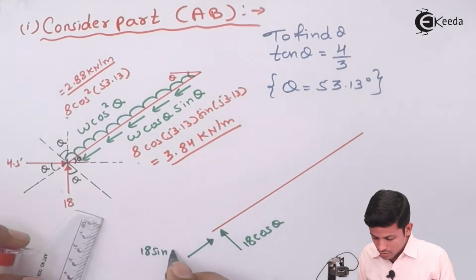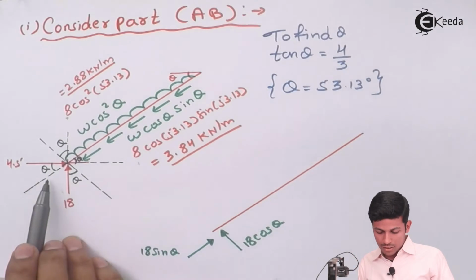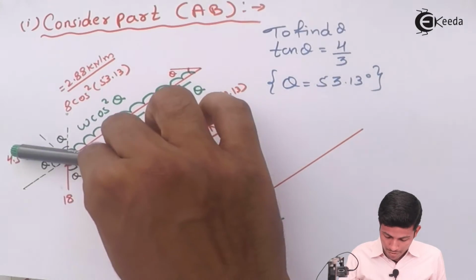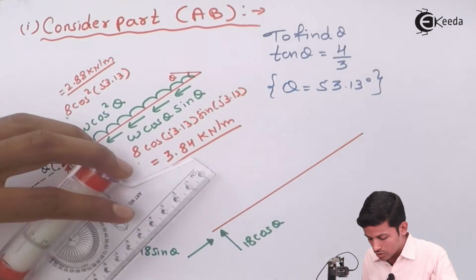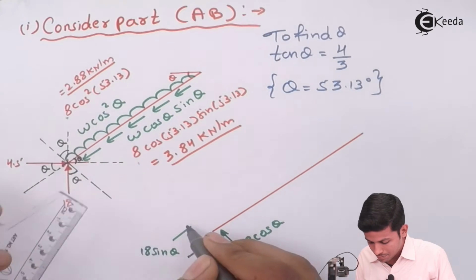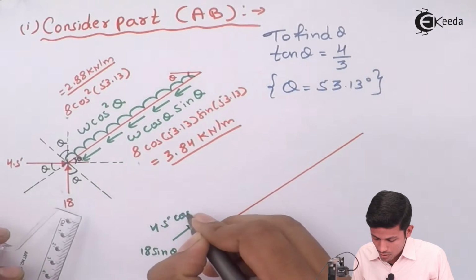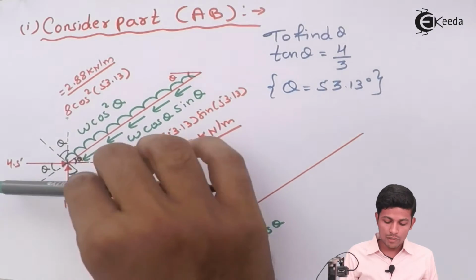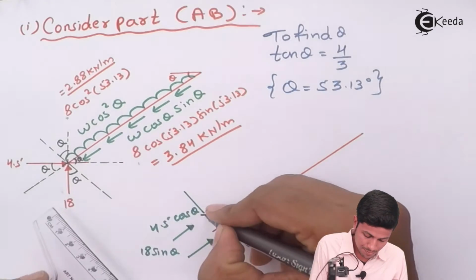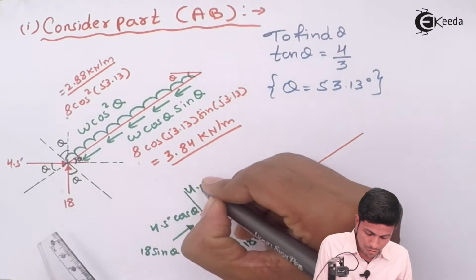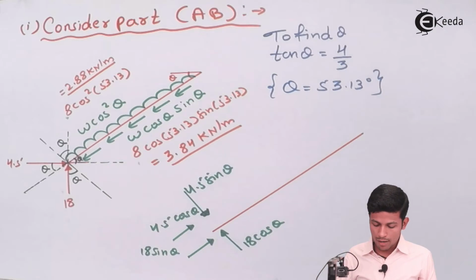18 sine theta. Now when this 4.5 comes over here in this direction, when your 4.5 comes in this axial direction, means with respect to theta, that's why it will come as cos. So this will come over here, 4.5 cos theta. Okay, now this 4.5 will come over here, this will come sine theta, like this, 4.5 sine theta. Okay, now find all the values.